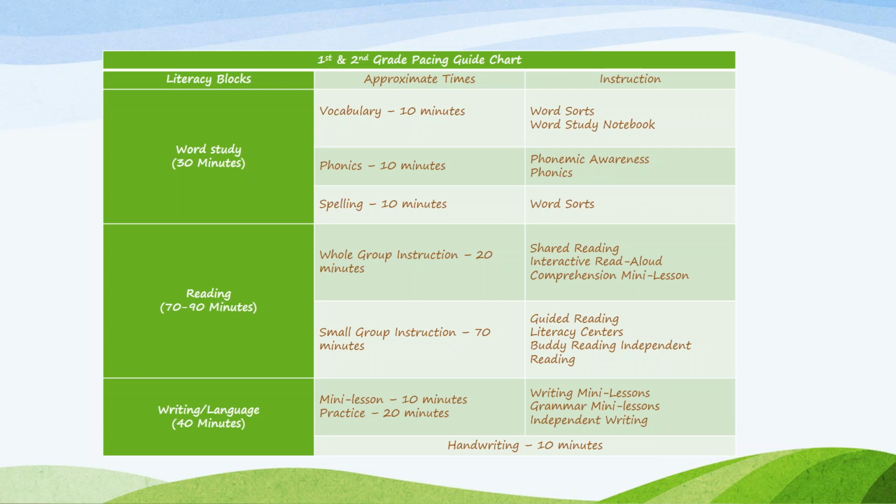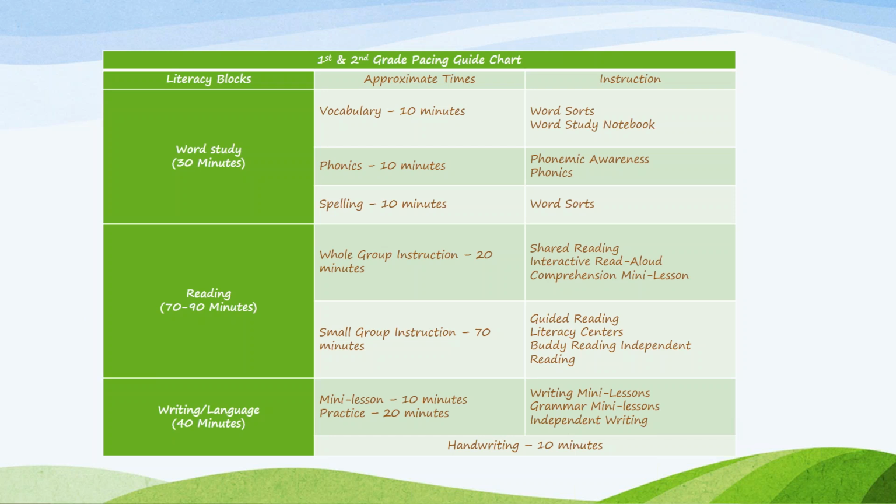Then 70 to 90 minutes will be focused on reading for grades 1 and 2. Some whole group instruction, your shared reading, interactive read aloud, and comprehension mini lessons will happen there. Small group instruction for 70 minutes, the heart of it, is where you have guided reading. While there are not specific guided reading lessons in the DLGs, we are asking you to choose a guided reading program such as Reading A to Z and utilize their method of doing guided reading. Literacy centers will be a part of the small group instruction and independent reading.